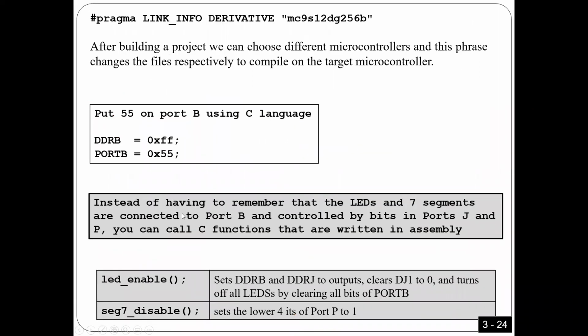I want to teach something else here. We also have some functions in C. This function is called LED enable. We have another one called, sorry, I want to make it red. Just give me 1 second. So here, LED enable. We have another one, 7-segment disable. As I told you guys, if you want to use the LEDs, you have to disable the 7-segment because all of them are connected to port B. I have to use only one of them.